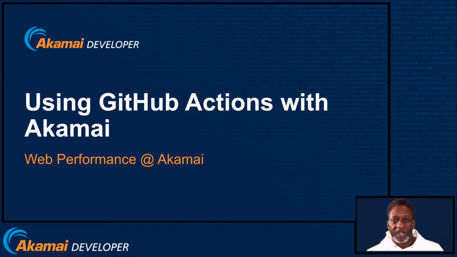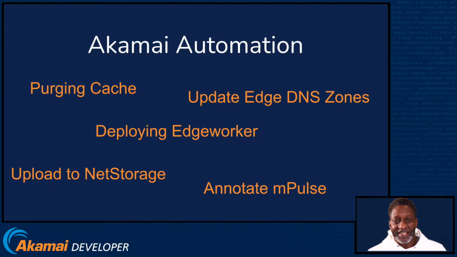With GitHub Actions, you can create workflows that automate tasks based on activity in your repository, like performing a build upon every push to your repository, or deploying merge pull requests to production. As an Akamai customer, some of the tasks you may wish to automate include purging the Akamai cache, updating edge DNS zones, deploying an update to an edge worker, uploading to net storage, or annotating changes in Akamai's real user monitoring tool, mPulse. Let's take a closer look at GitHub Actions.